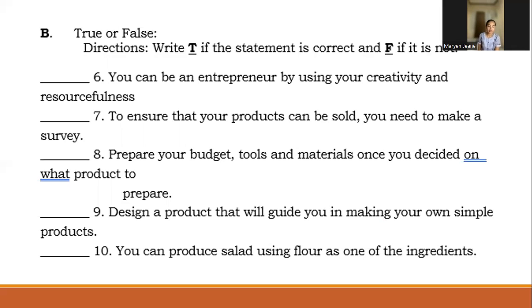Number 7, to ensure that your products can be sold, you need to make a survey. Number 8, prepare your budget, tools, and materials once you decided on what product to prepare. Number 9, design a product that will guide you in making your own simple products. And number 10, you can produce salad using flour as one of the ingredients.